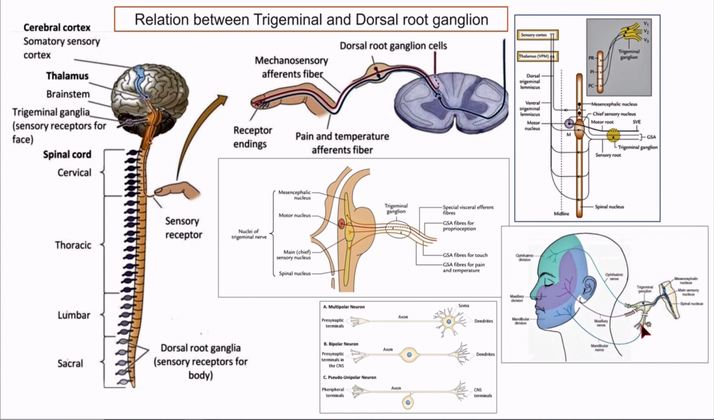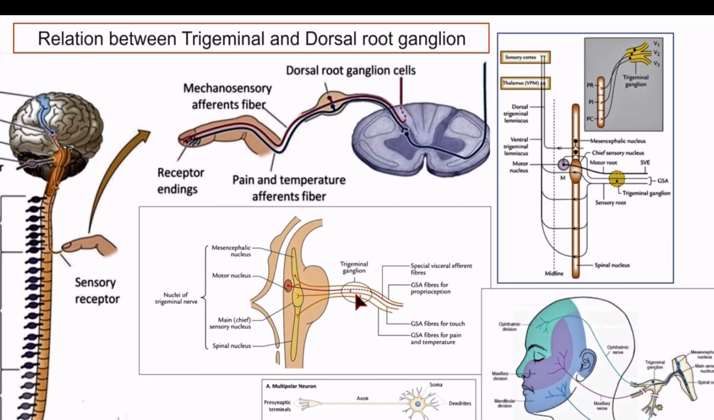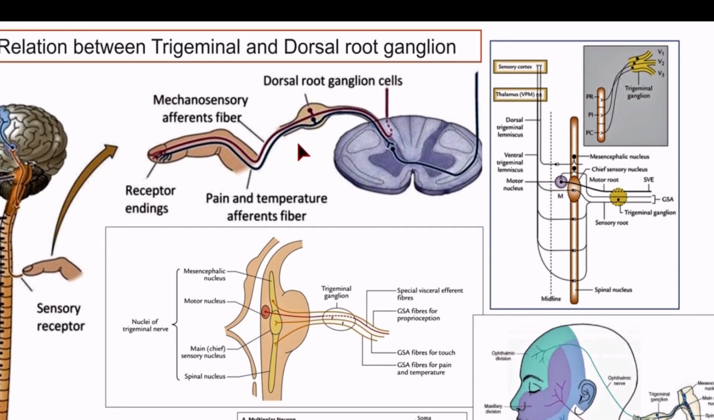If you see here, this is the trigeminal ganglion. We can see the cell bodies are there, same as your dorsal root ganglion. The central process, peripheral process. Here also central process, peripheral process. The only exception is the mesencephalic nucleus. The mesencephalic nucleus is there in the mesencephalon, that is the midbrain, because that is carrying the proprioceptive function.